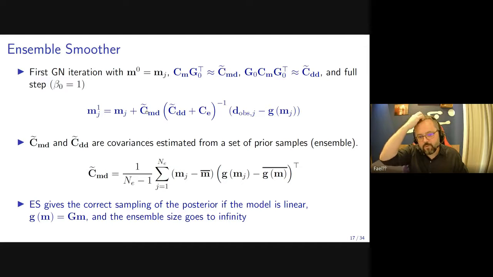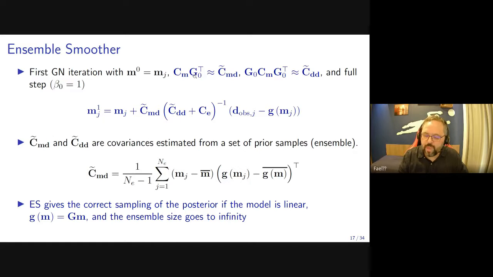Because I'm going to use this analogy between Gauss-Newton and ensemble smoother for the next slides, which is for doing iterative processes. Ensemble smoother is not iterative; it's just a single application of this equation. I need to explain how you get this matrix. Now I need to introduce the ensemble part of the smoother, which is that I'm going to estimate this product.